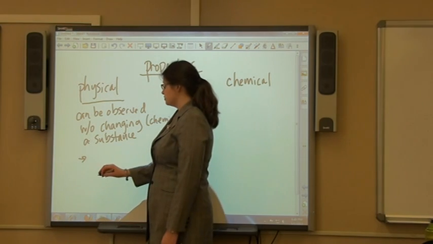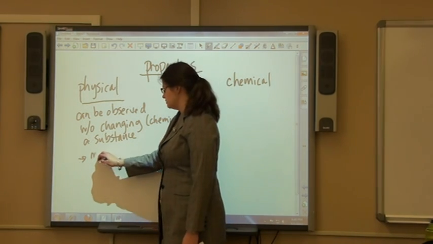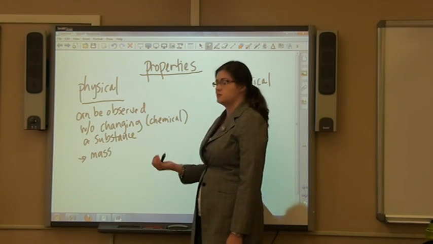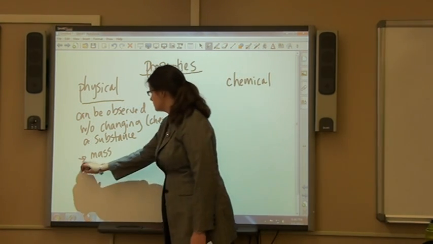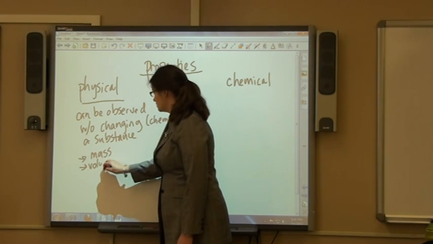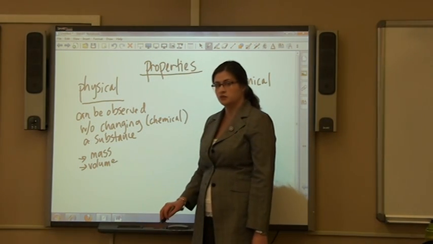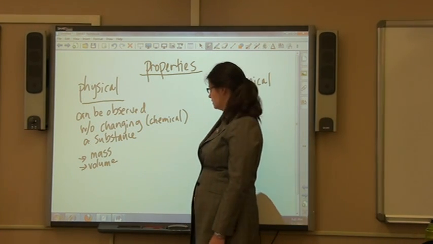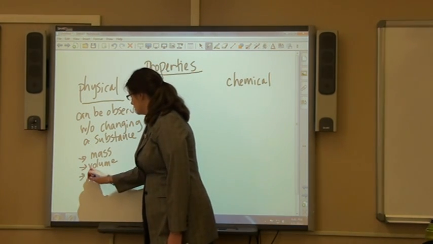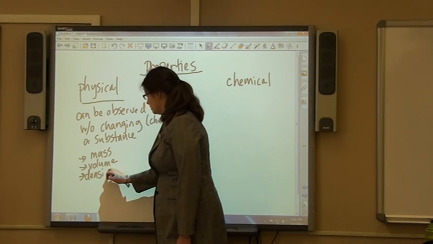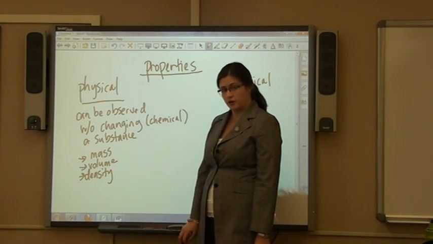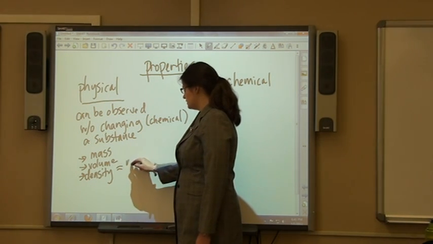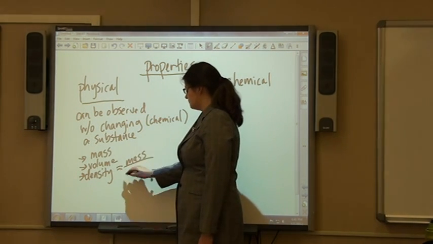Okay, so some physical properties are mass, and we can test an object's mass by weighing it. We can measure something's volume without changing it in any way. We're just putting it up to a measuring stick, basically. Density is a physical property. Density is equal to an object's mass divided by its volume.